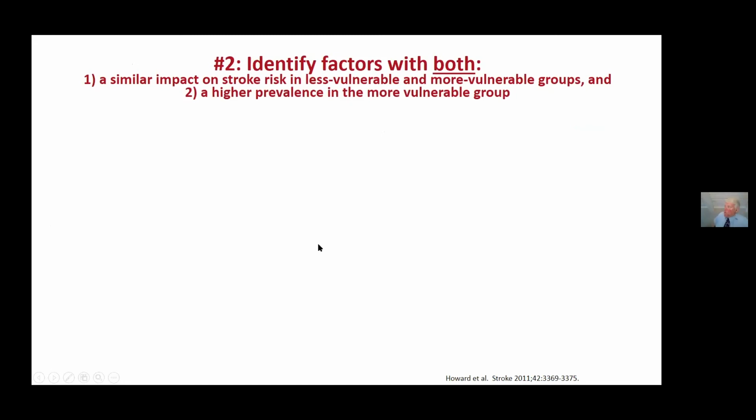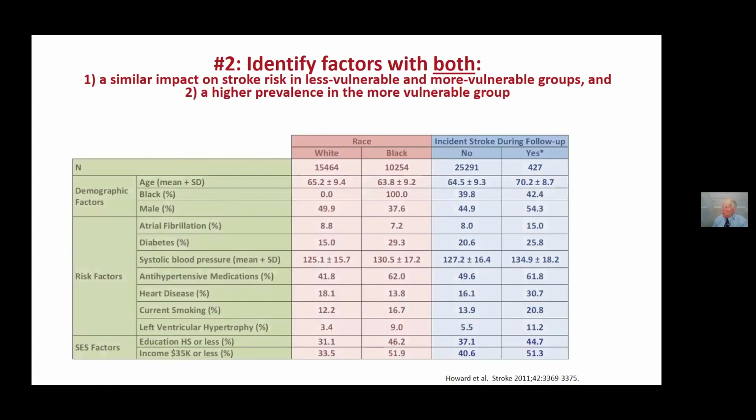The second way is to identify factors with both. It has to have both of these, by the way, where the impact on stroke risk is the same for Blacks and whites, or rural, urban, or Southerners, non-Southerners, but there's a higher prevalence in the more vulnerable group. There's more of it in Blacks, more of it in the rural areas, and more of it in the South. And so what we have here is a table. We have the demographic factors, the traditional risk factors, frequently referred to as the Framingham risk factors, and socioeconomic status.